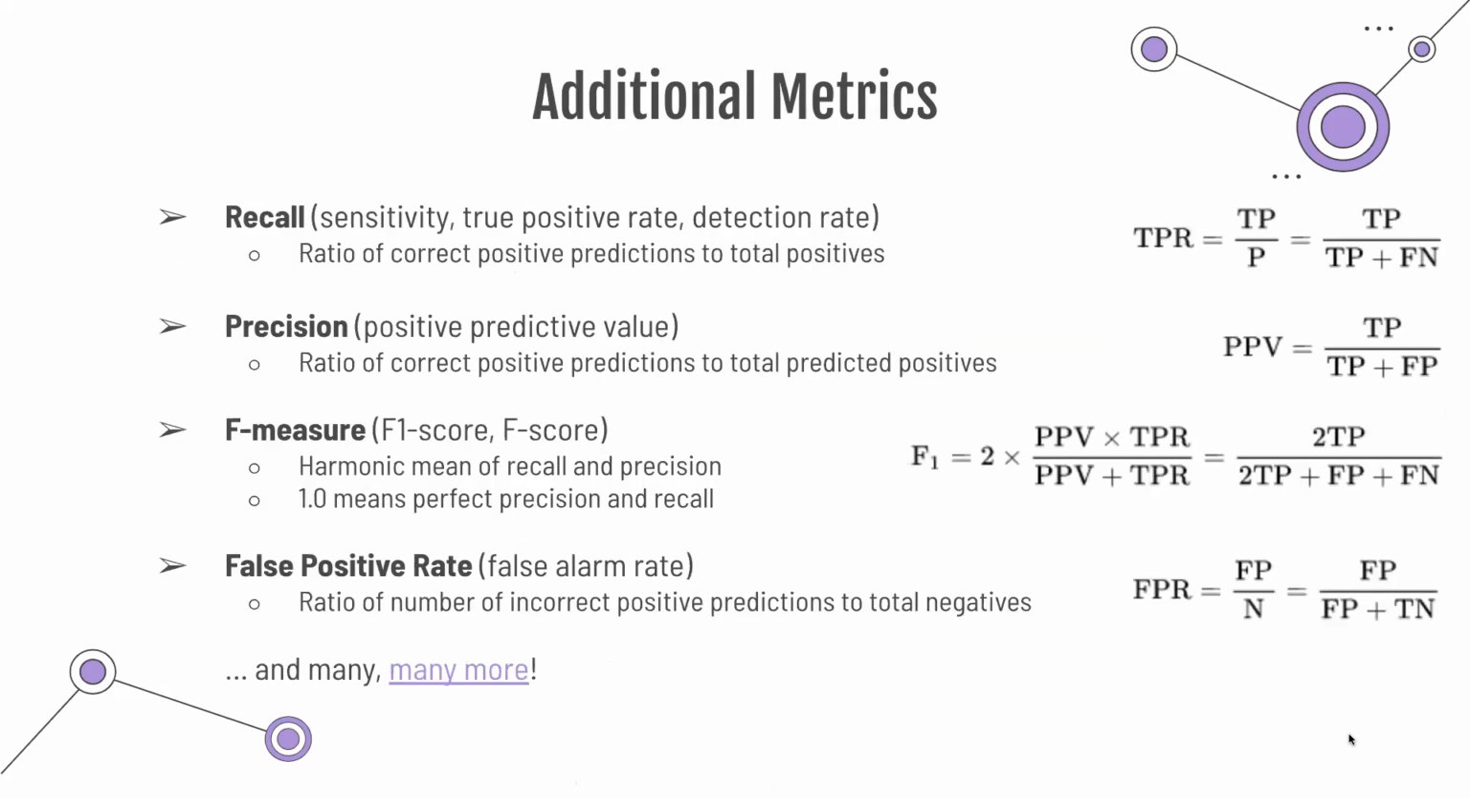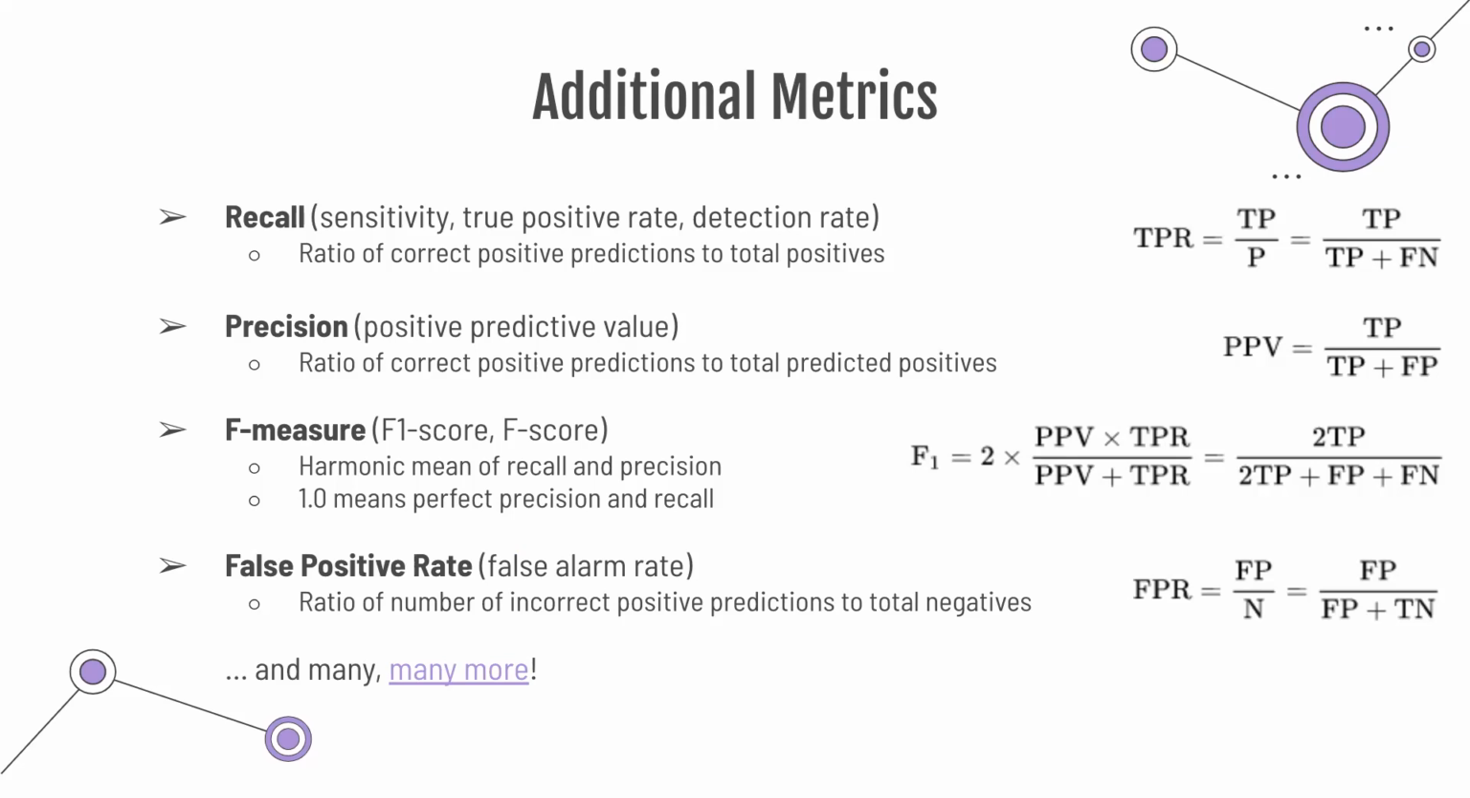So now we're going to go over some additional metrics that are used. These are common to anomaly detection, but they're also applicable to general machine learning algorithms. And these are just 4 of them, and there are many, many more. So the first is called recall, also called the true positive rate.